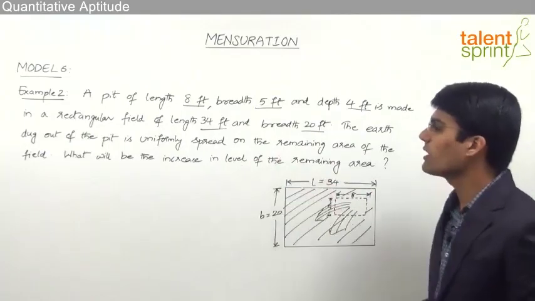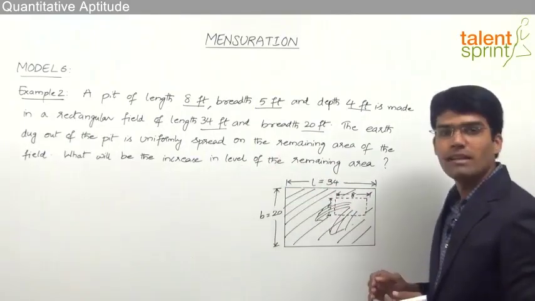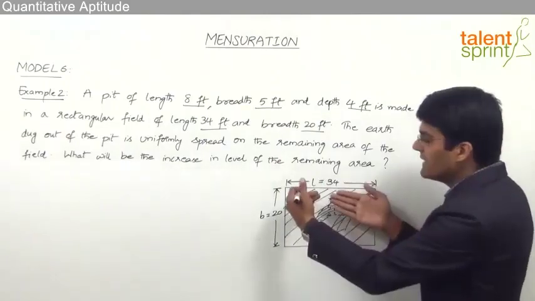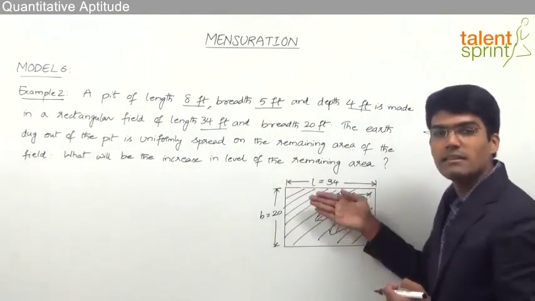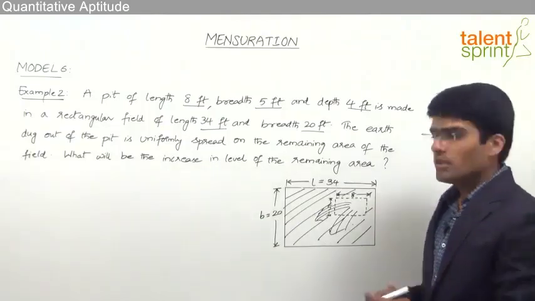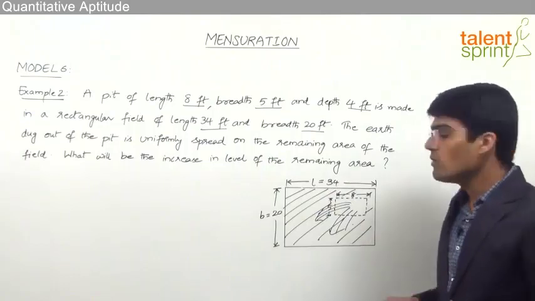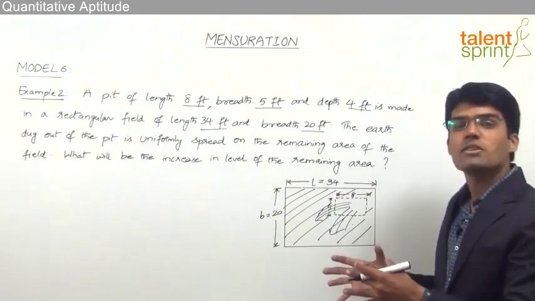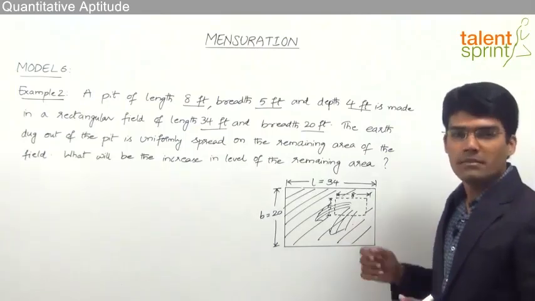So the question says what will be the increase in level of the remaining area. It is obvious that when we spread the mud uniformly on the remaining area, there will be an increase in height, there will be an increase in level. So what will be that increase in level is the question here. Now to solve this question, we need to first find out how much of earth is dug out from this pit. That is, how much volume of mud comes out from the given pit.